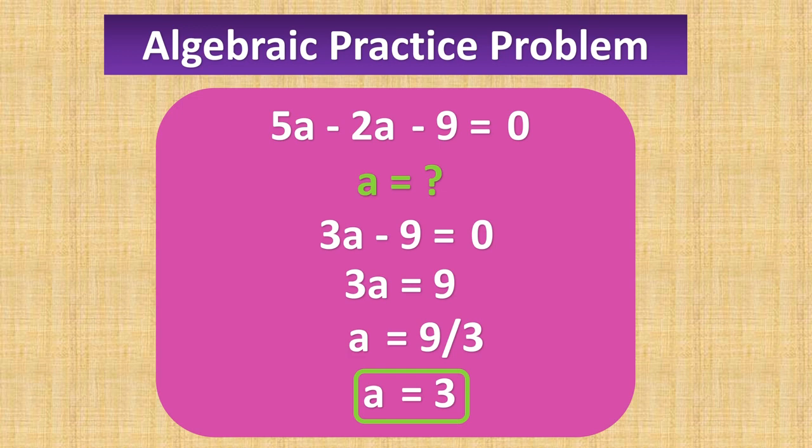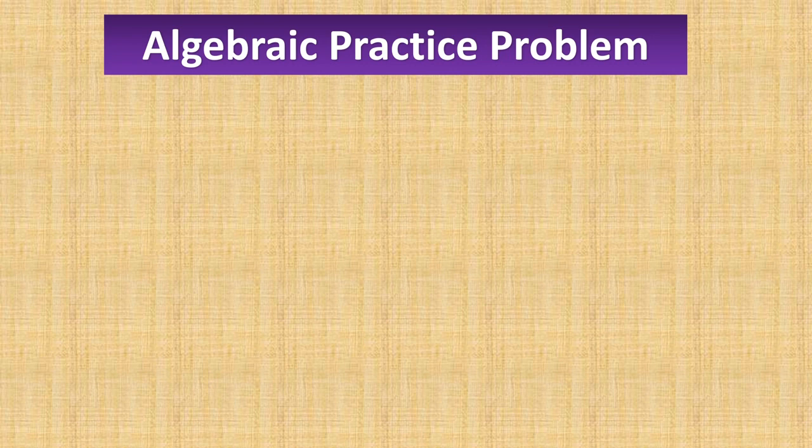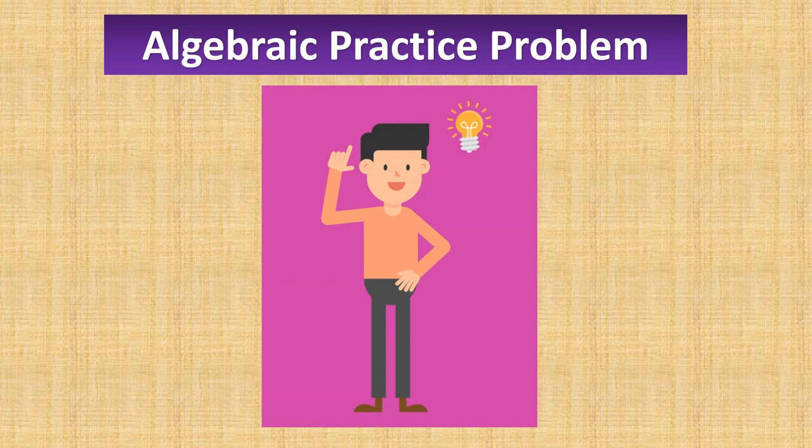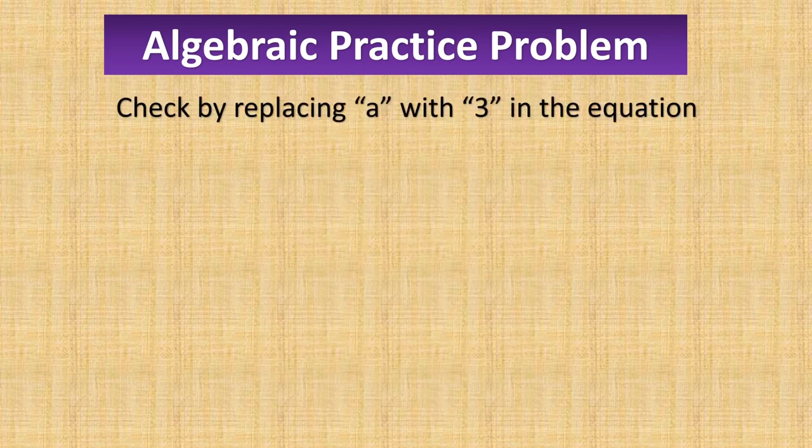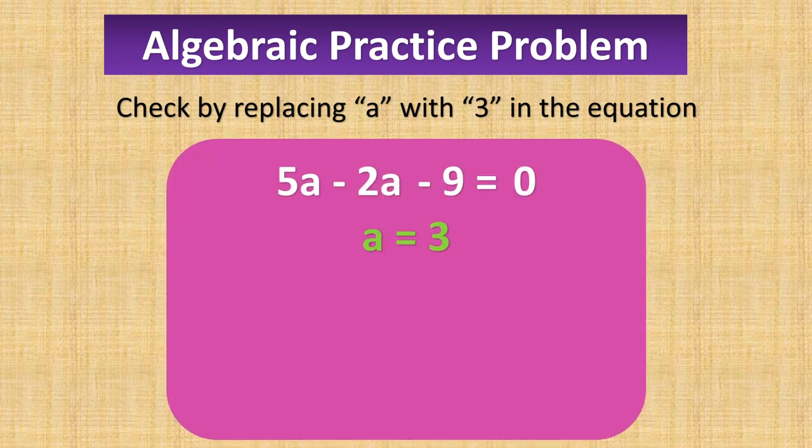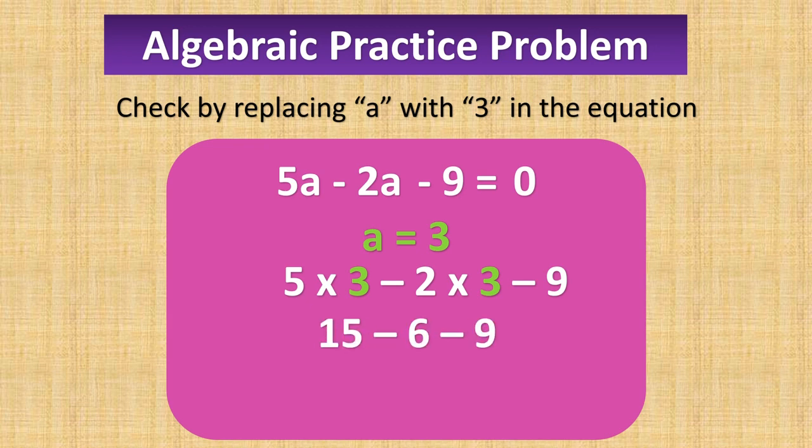And we can also do a check to see whether the value we have calculated for a is the correct value or not. So let's do that. In the equation, let's replace a with the calculated value, which was 3. So the equation will now become 5 multiplied by 3 minus 2 multiplied by 3 minus 9. So let's solve this. 5 multiplied by 3 is 15. 2 multiplied by 3 is 6. So the equation now becomes 15 minus 6 minus 9. 15 minus 6 is 9, and 9 minus 9 is 0.